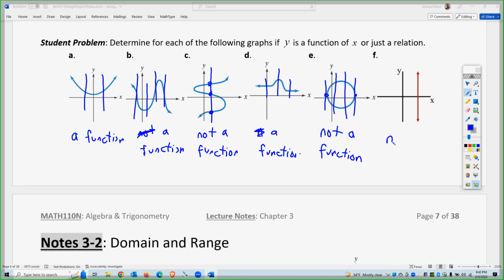And this is not a function, right? Because this is a vertical line, and all vertical lines fail because there are an infinite number of points intersected. Okay, that is the end of part 3.